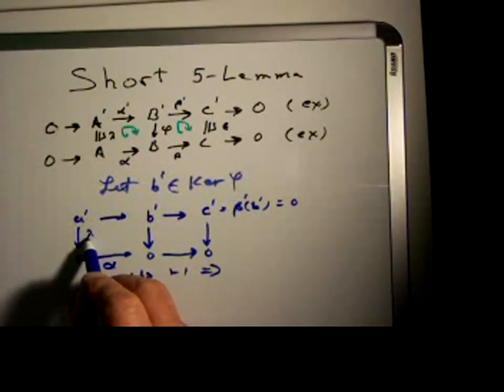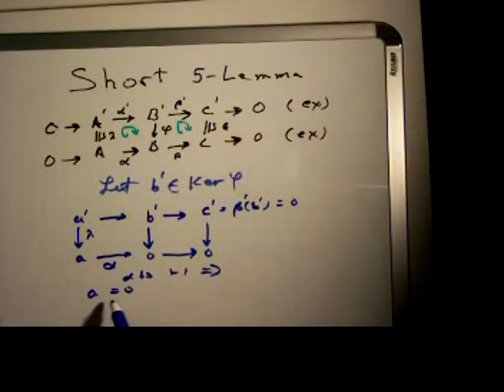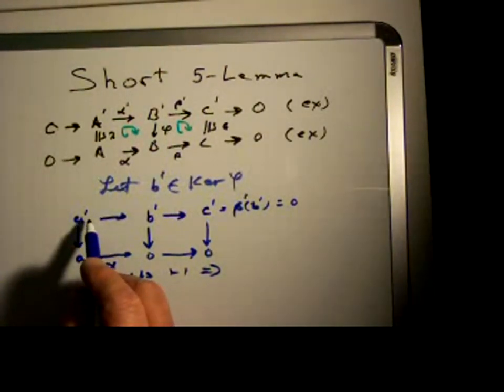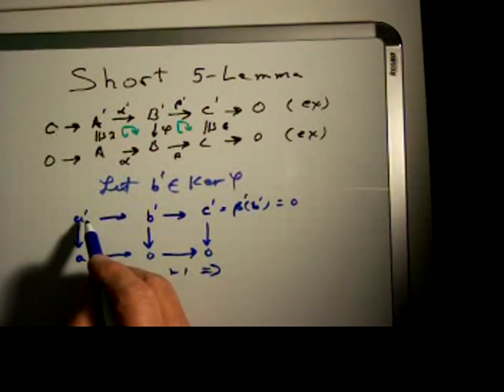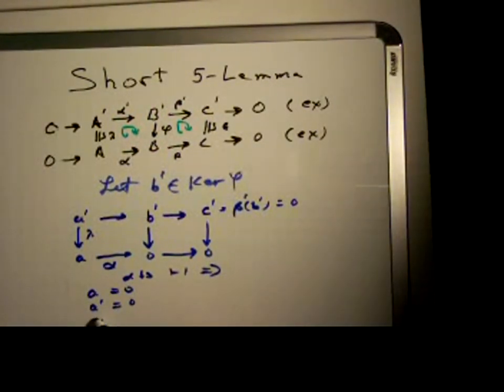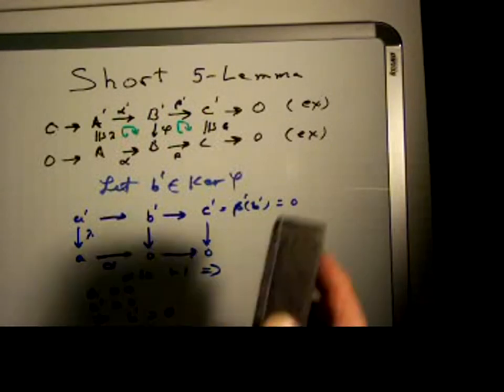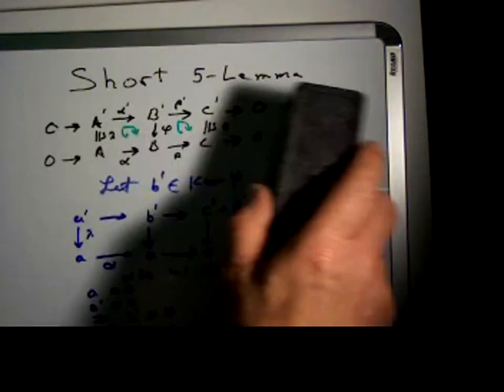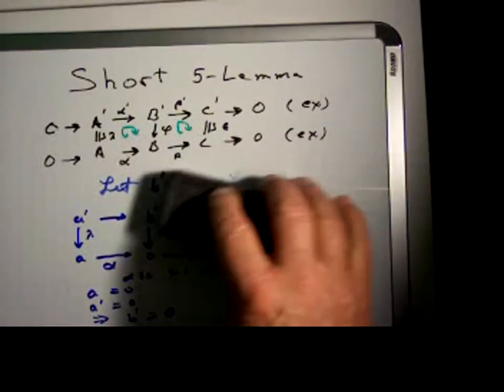Lambda here is an isomorphism, so that forces A prime to equal 0. Well, then if A prime is 0, the only thing that A prime can map onto is 0. This forces B prime, which is the image of A prime, to be 0. Bingo! We're done. That wasn't even painless at all, was it? Okay, so now we have the Five Lemma, all proven.